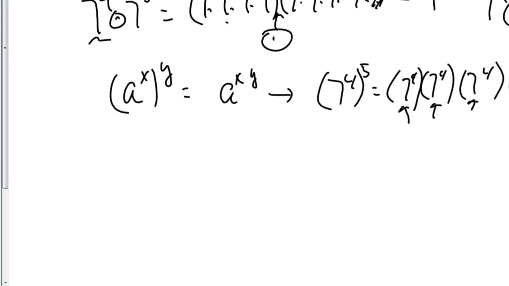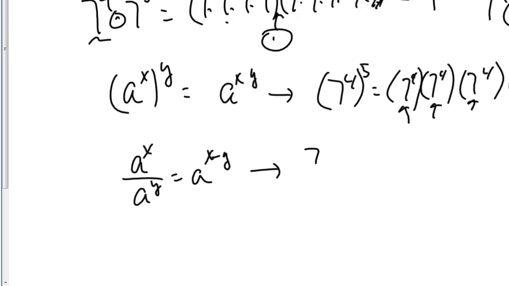And finally, what about a to the x over a to the y is a to the x minus y? Maybe I should have done this secondly. And again, that makes sense here.